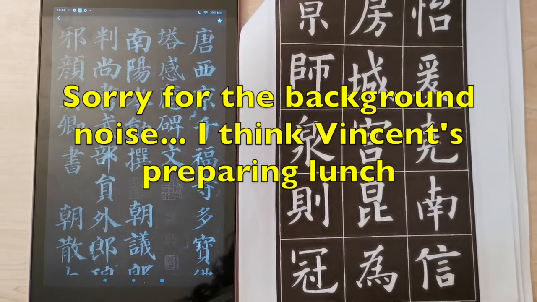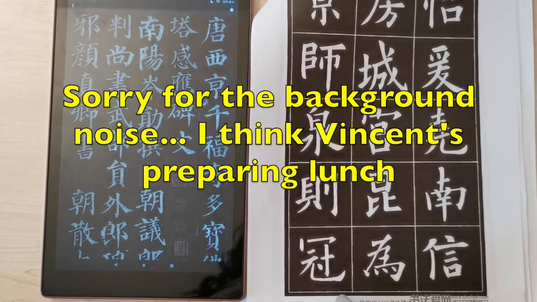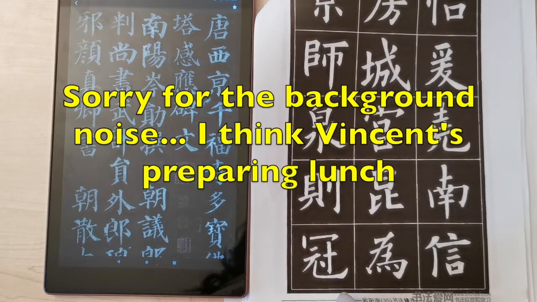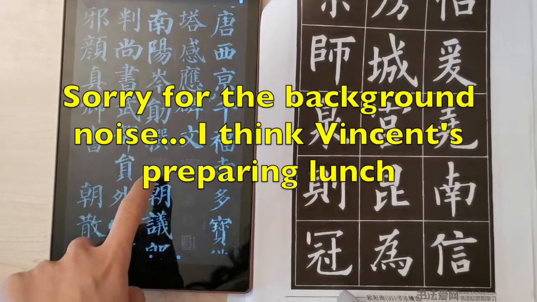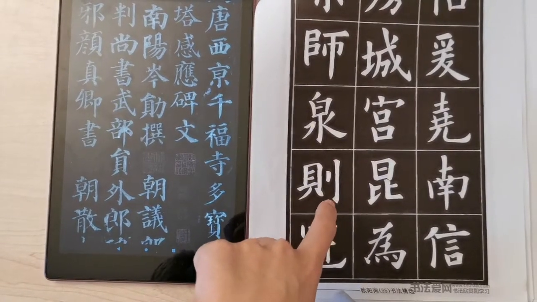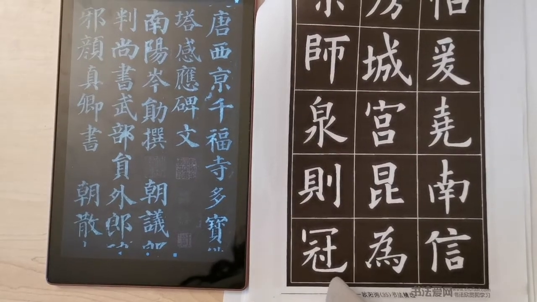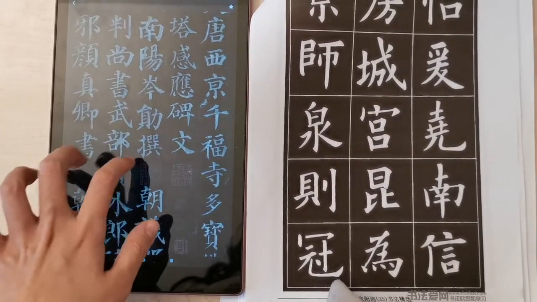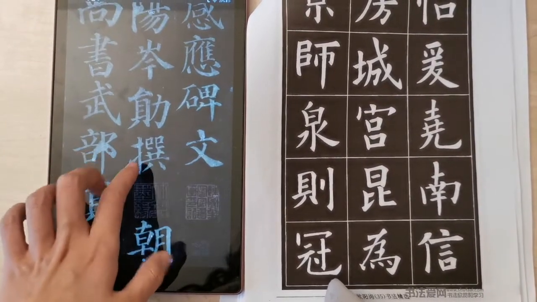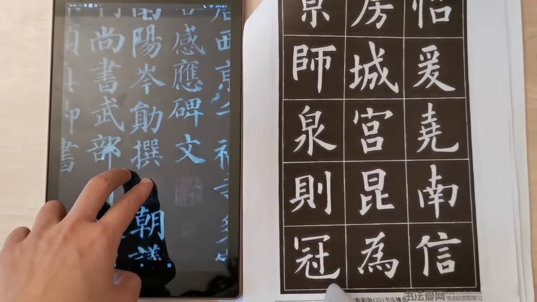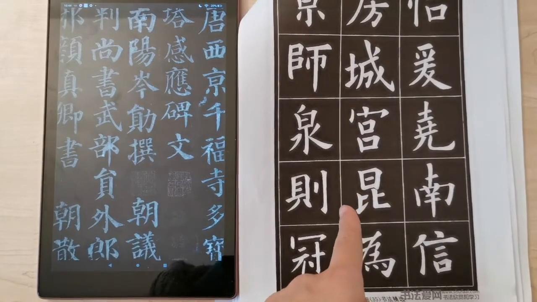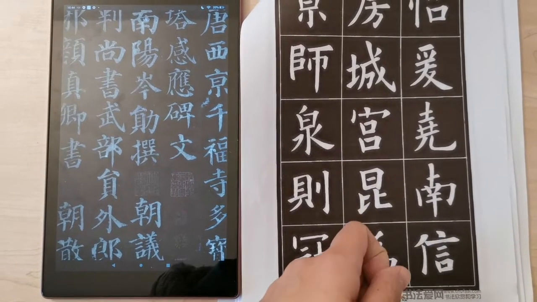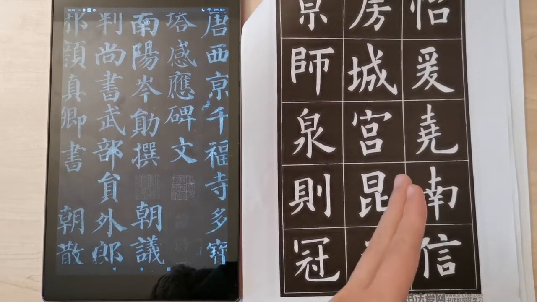So first, let's try to have a more general overview before we go into the details of the difference between Yan Zhenqing's Yan style and Ou Yangxun's Ou style. If you look at the characters, you might see that Yan's characters are more chubby and Ou's characters are more elegant. I think there are two reasons for this.